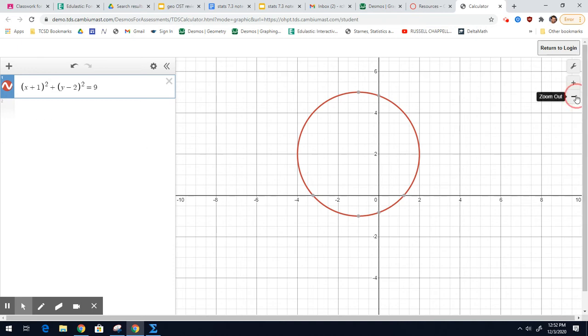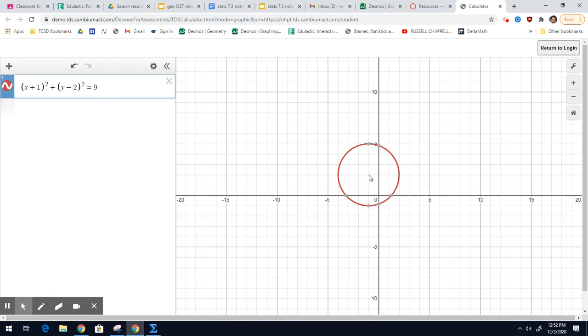Now, remember, I like to zoom out. So now the problem is you have to try to eyeball the center. So it looks like the center is here at negative 1, 2. So if I type in negative 1, comma 2, I can label that as the center. Center. There. And there you go. And then you can count the radius: 1, 2, 3. So it's not 9. The radius is not 9. It's the square root of 9. All right. So there you go. Okay. So that's a biggie.